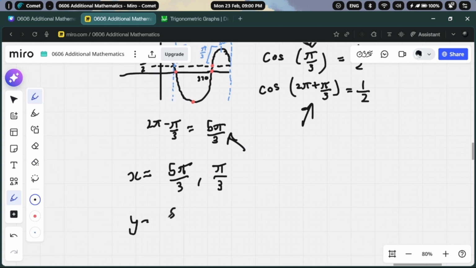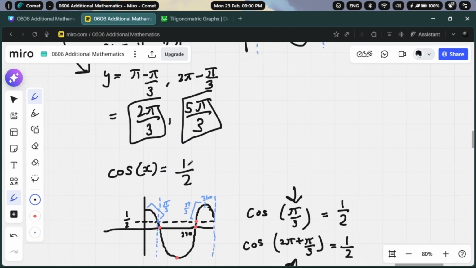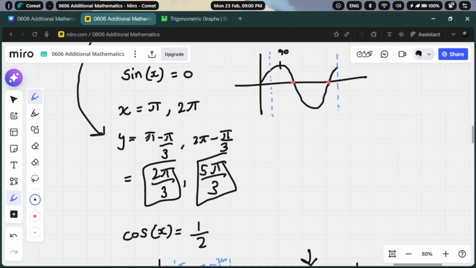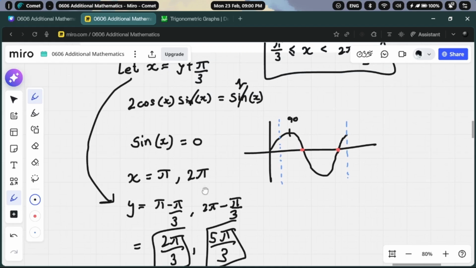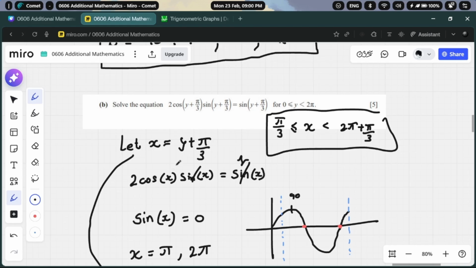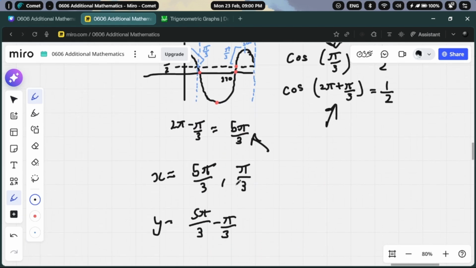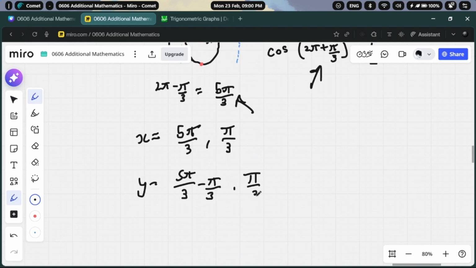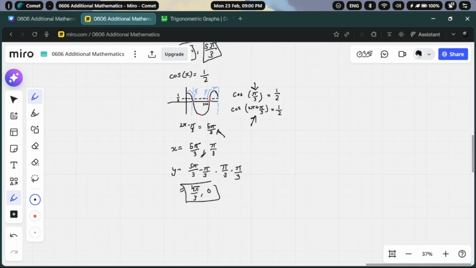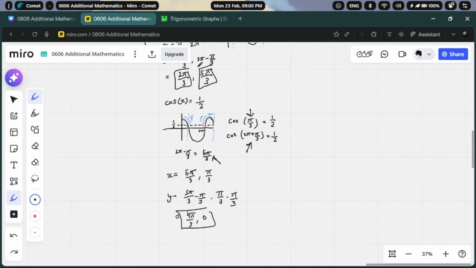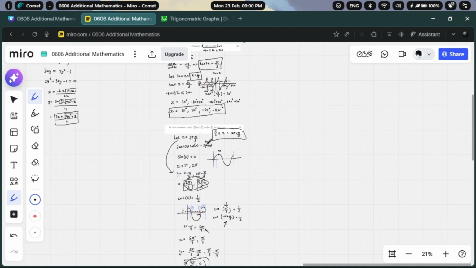So y would be 5 pi over 3 minus pi over 3, because like we got from over here, y is equal to x minus pi over 3, and then you have pi over 3 minus pi over 3. So this would give you the two values, which are 4 pi over 3 and 0. And in total you found these two values and this. So these four values would be the solution.